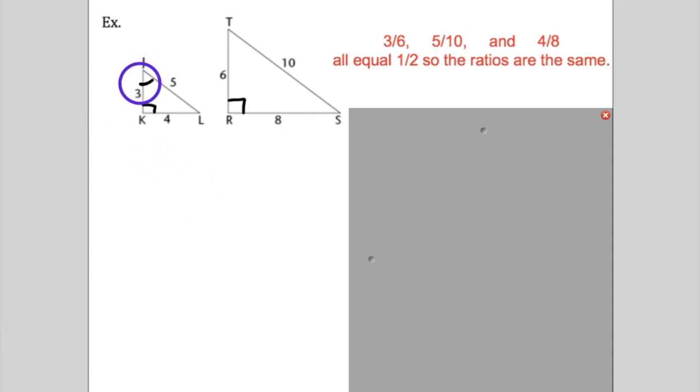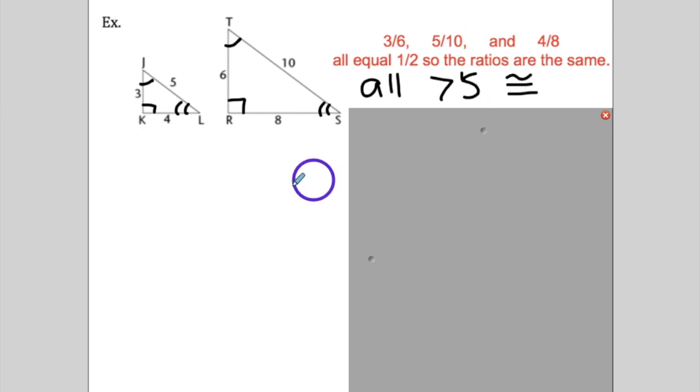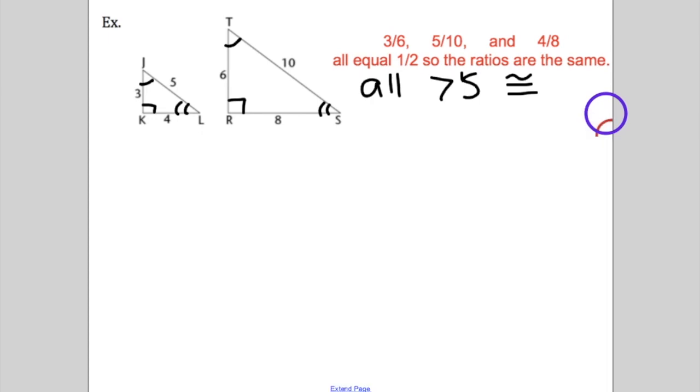And we're going to use one arc at angle J and one arc at angle T, and two at L and two at S. And so the sides are proportional because they all reduce to 1/2. And the angles, one angle from each shape is congruent to another. And so all angles are congruent. And so we would say that these two shapes would be similar.